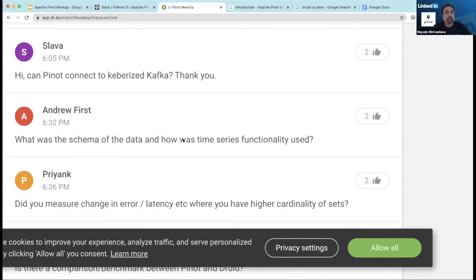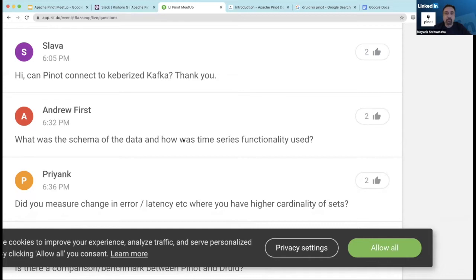Can Pinot connect to Kerberized Kafka? I think this is a general question, not specific to a speaker. So I guess I can take this one, and I can ask any other speakers if they want to add details. So yes, we do support ACLs for consuming from Kafka.